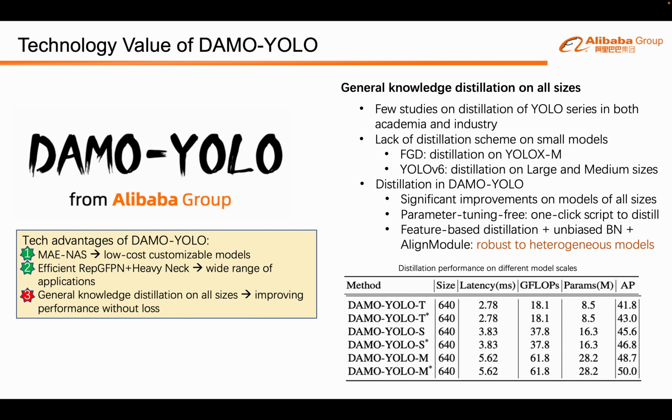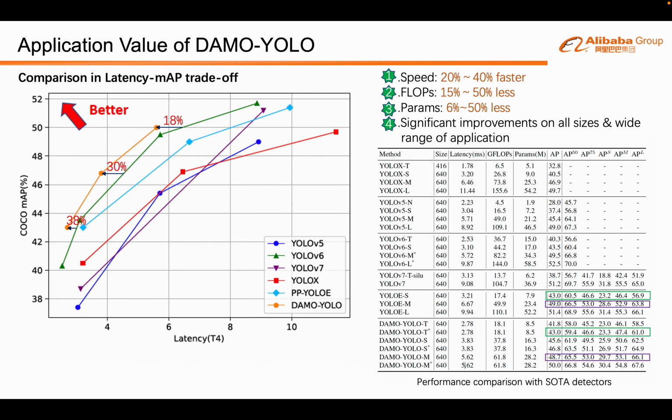This method not only improves performance significantly on models of all sizes, but also shows higher robustness. It requires no parameter tuning by using dynamic loss weights. There is another surprising fact that after we combine feature-based distillation, unbiased batch norm, and align module, it minimizes the influence caused by the bias of models to make it robust to heterogeneous models as well. It means a lot for the ability to generate low-cost customizable models we mentioned before.